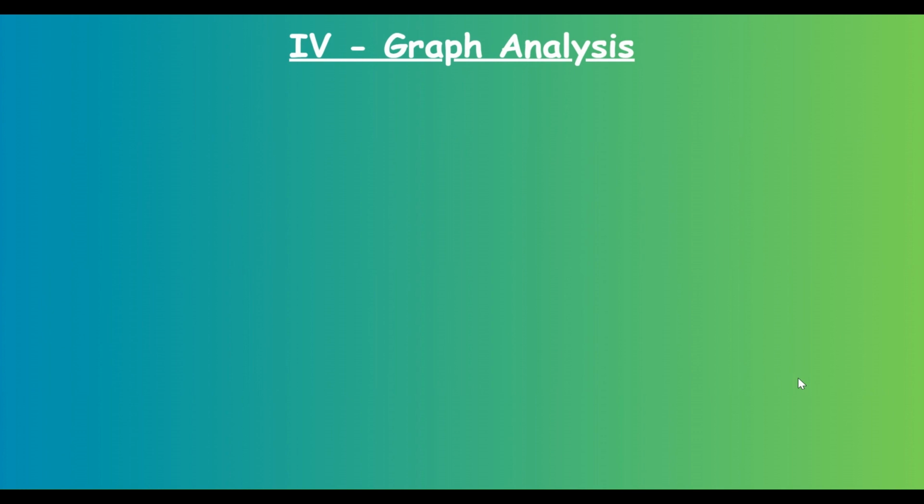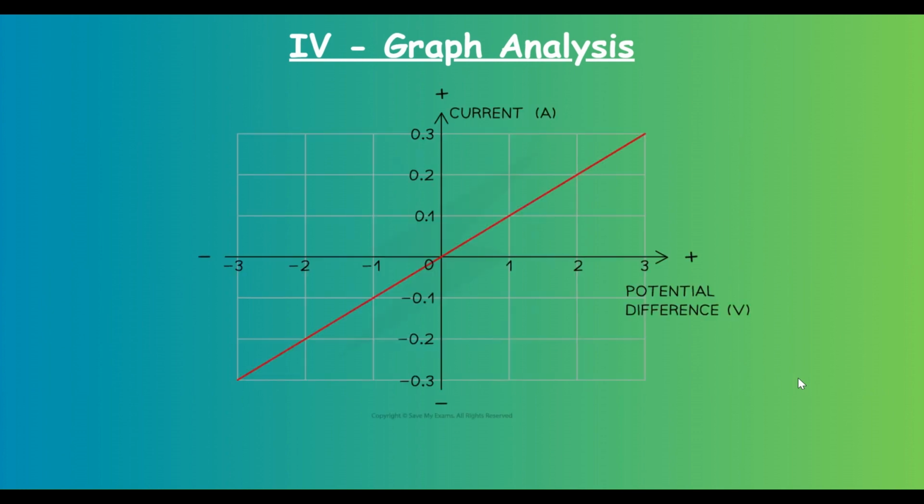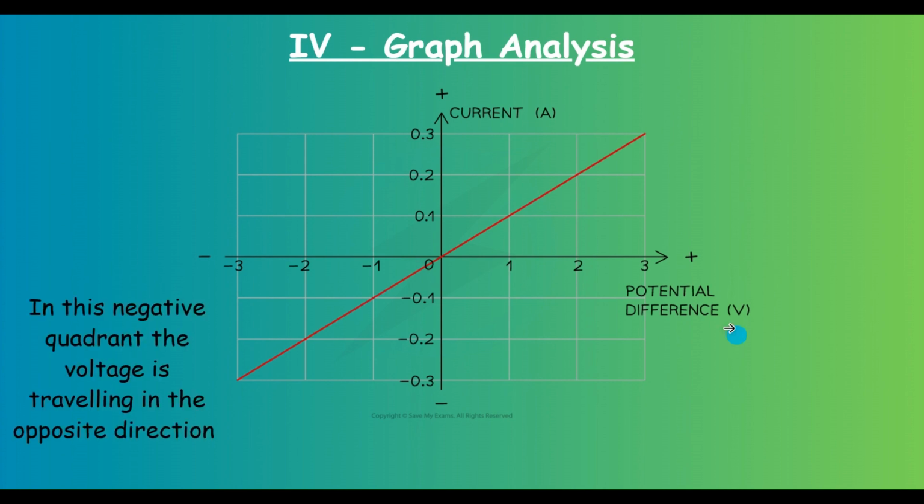So just an overall graph analysis of current potential difference graphs. This is an example of an ohmic conductor. And when they have a drawing of it in this quadrant here, you may be thinking, okay, I understand the current increases, potential difference increases, but how does this section of the graph make sense? Well, it just says that in the negative quadrant, the voltage is traveling in the opposite direction. So you kind of switch the direction of the terminals on the battery.